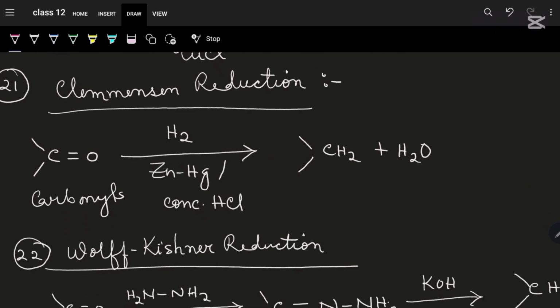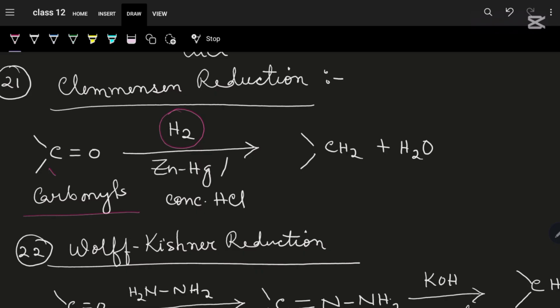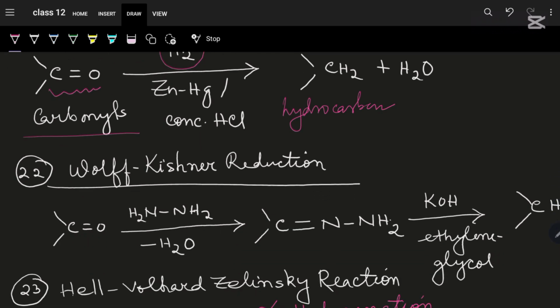Clemmensen reduction is done on carbonyls, aldehydes and ketones. It is again a reduction, so reaction with H2 in presence of zinc amalgam, ZnHg, and concentrated HCl. So here C=O becomes CH2, the hydrocarbon obtained by reduction of carbonyl, plus H2O. Please see to it that the number of carbon atoms remains fixed here.